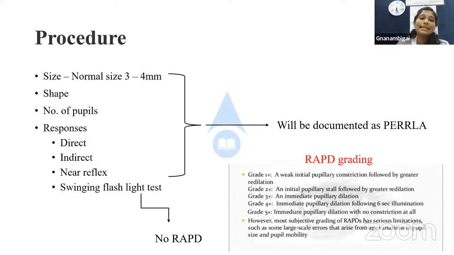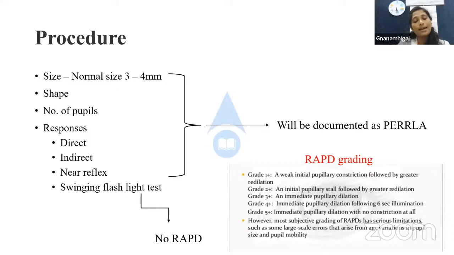The pupil size is normally 3 to 4 mm in normal illumination. Shape and number of pupil responses in the direct, indirect, and near reflex will be measured as parallel. Pupils equal, round, reacting to light and accommodation.